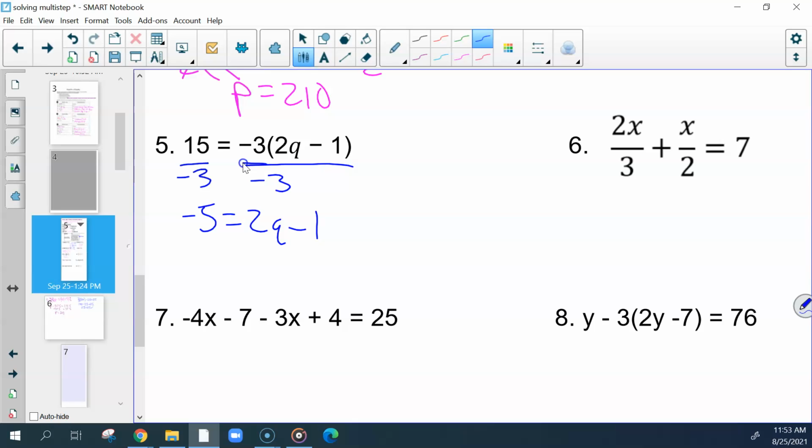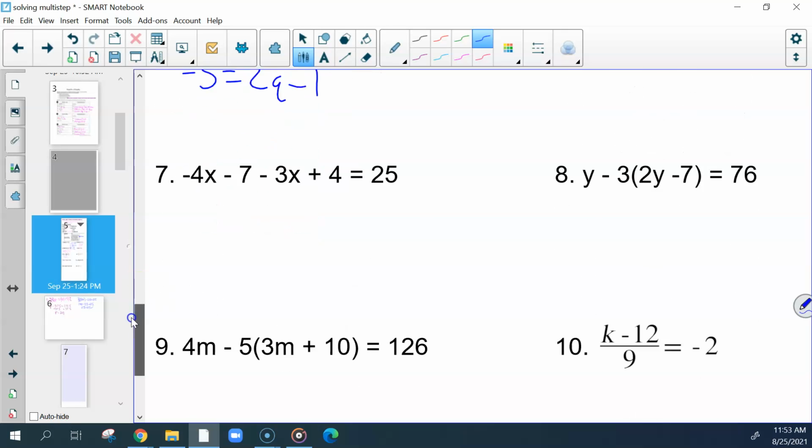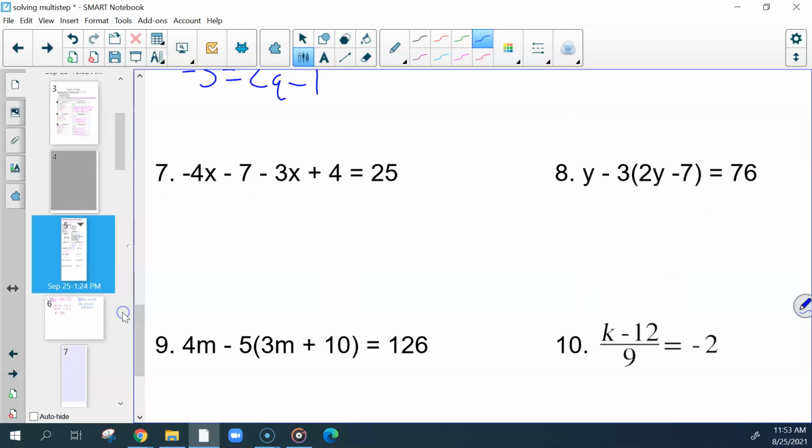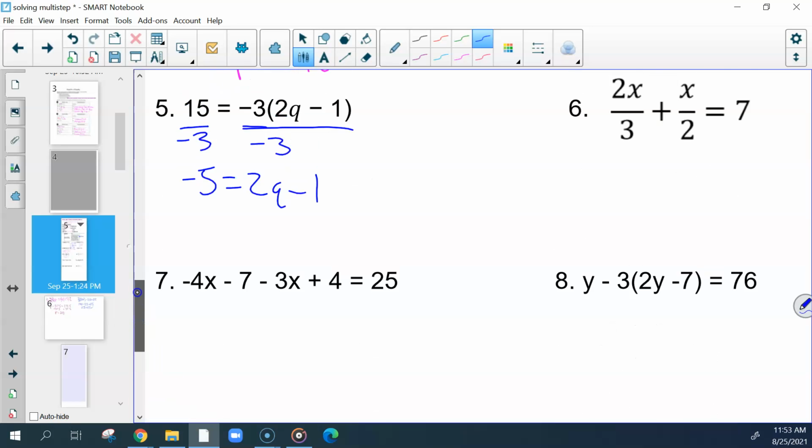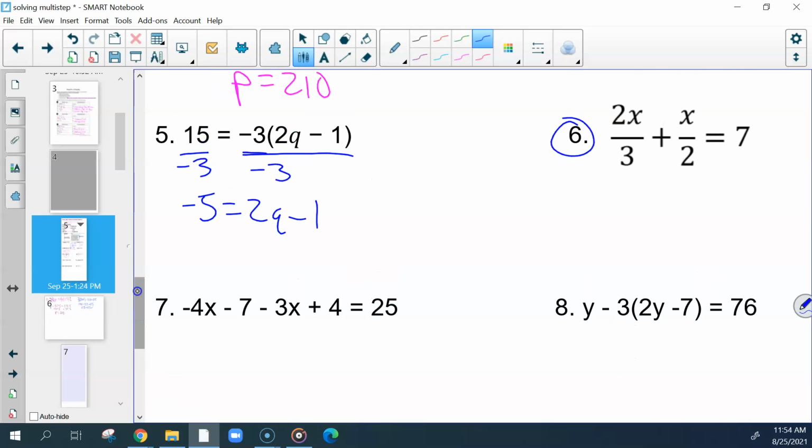I'm going to stop right there because you could continue this. I want to do 6. And I'll let you guys choose between 7, 8, and 9. Which of those? We'll do 6 and we'll do 9. As you're working on the other ones, if you get stuck or need help, just let one of us know.